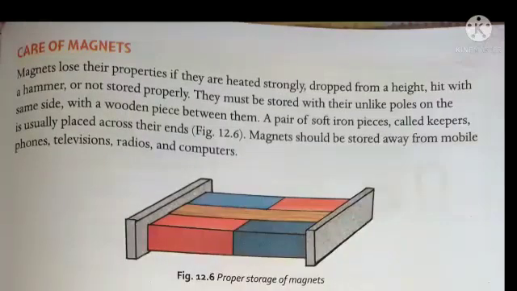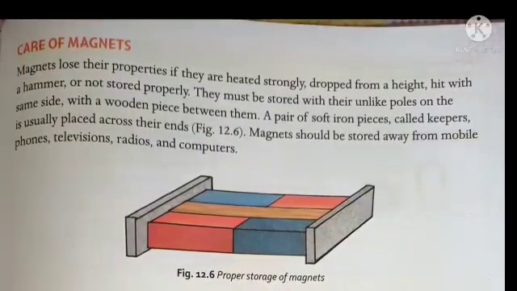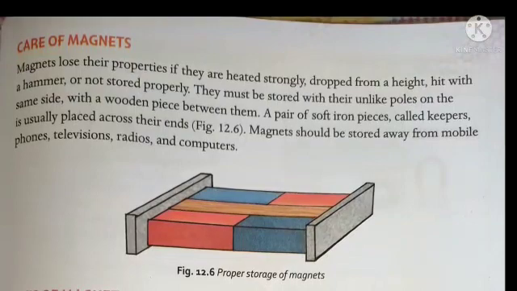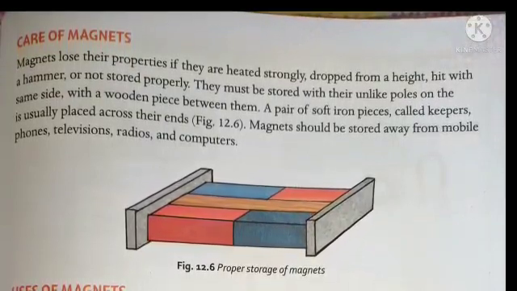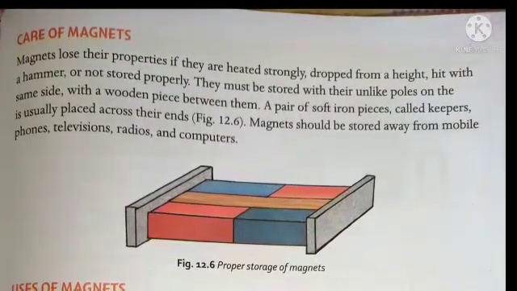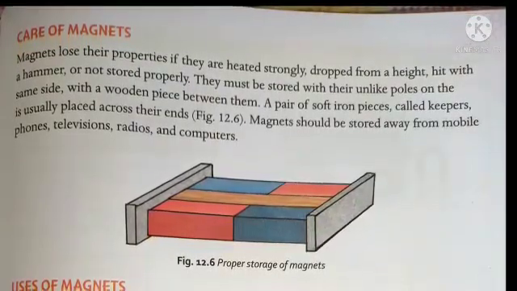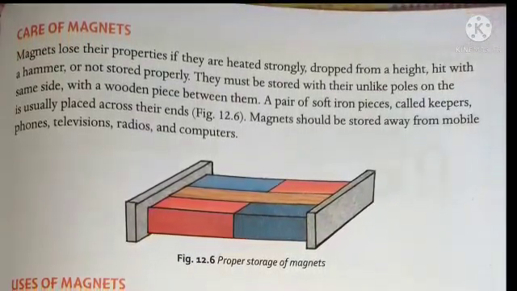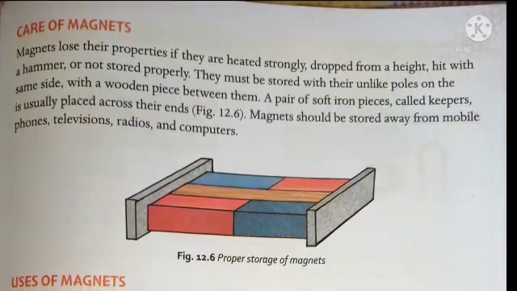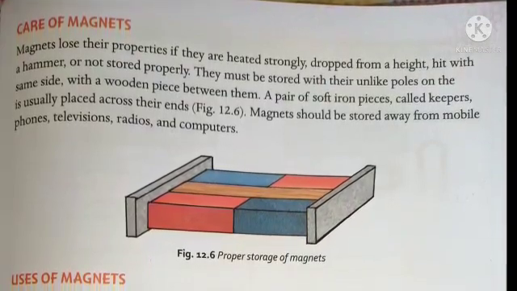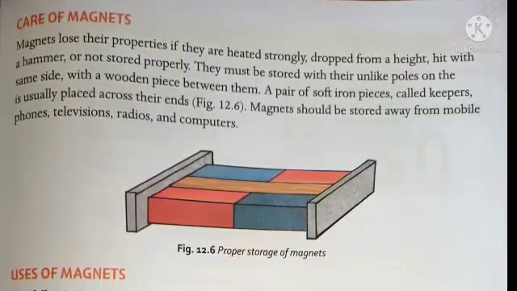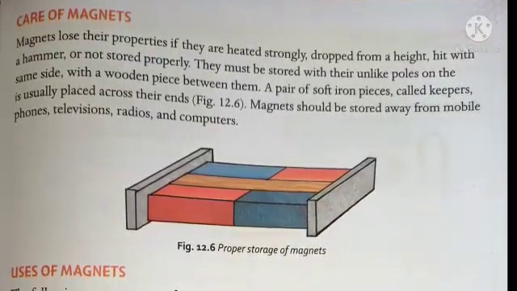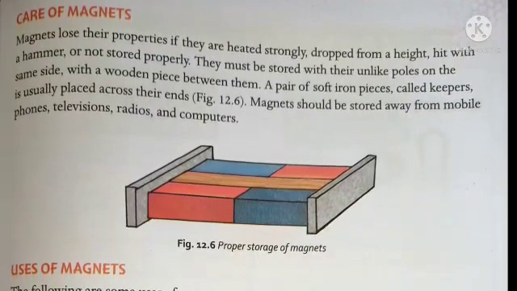Now, students, the next is care of magnets. A magnet can lose its properties due to different activities. Like if you drop a magnet from a height, it will lose its properties. Hitting with a hard object such as a hammer, applying heat, and improper storage can also cause loss of magnetic properties.